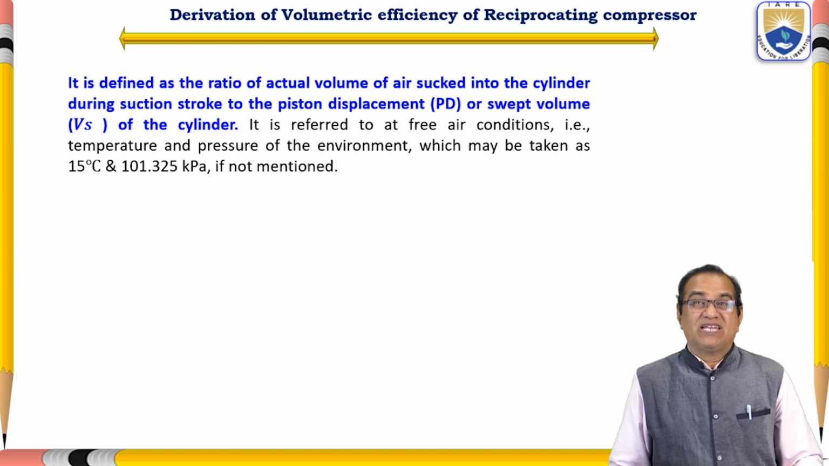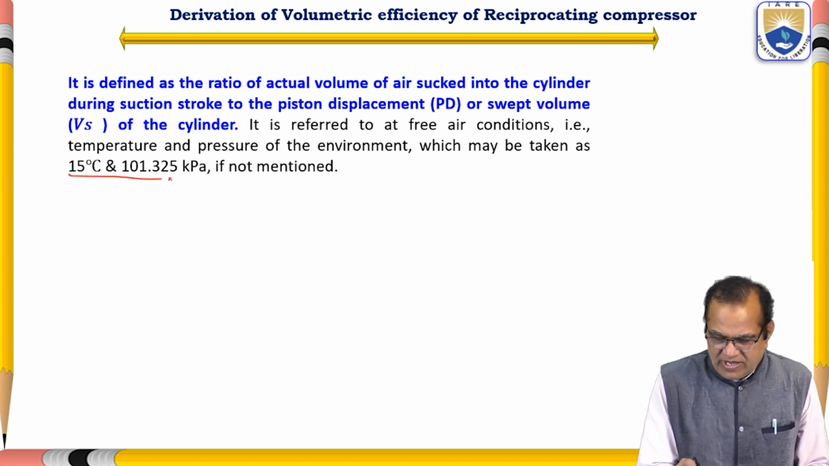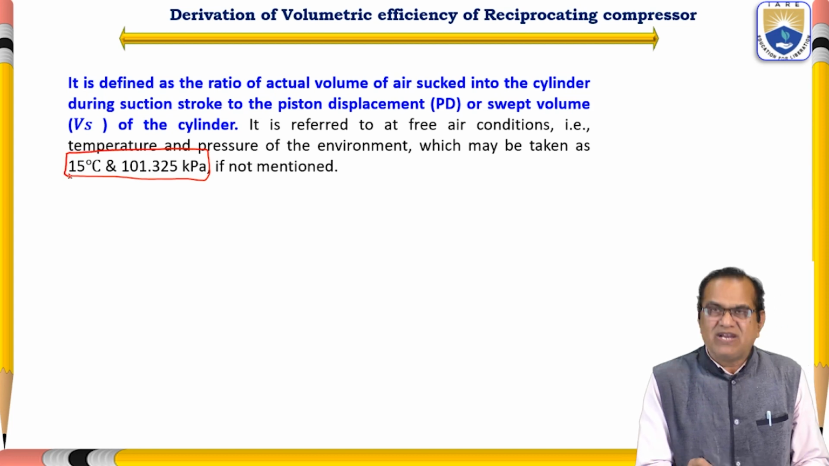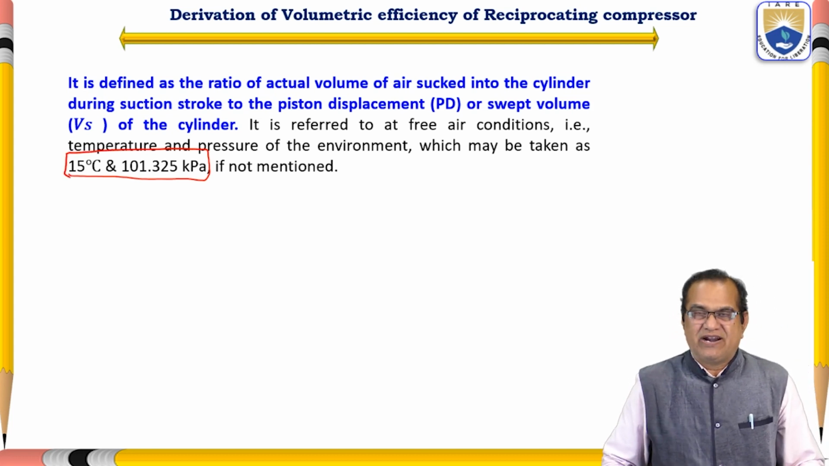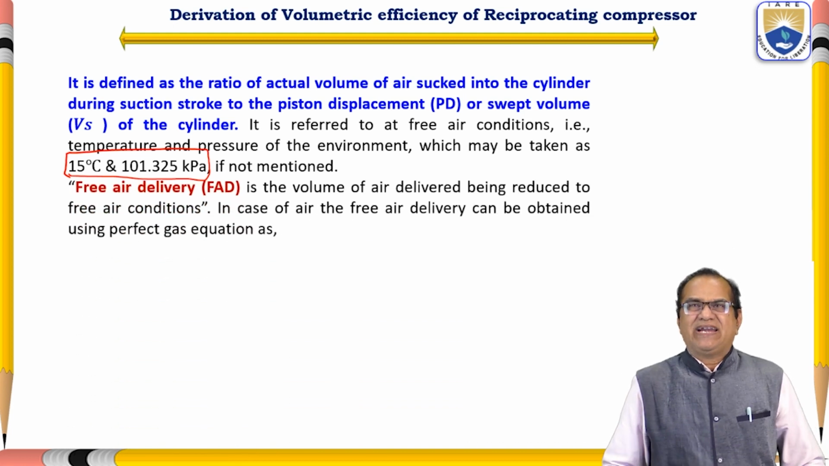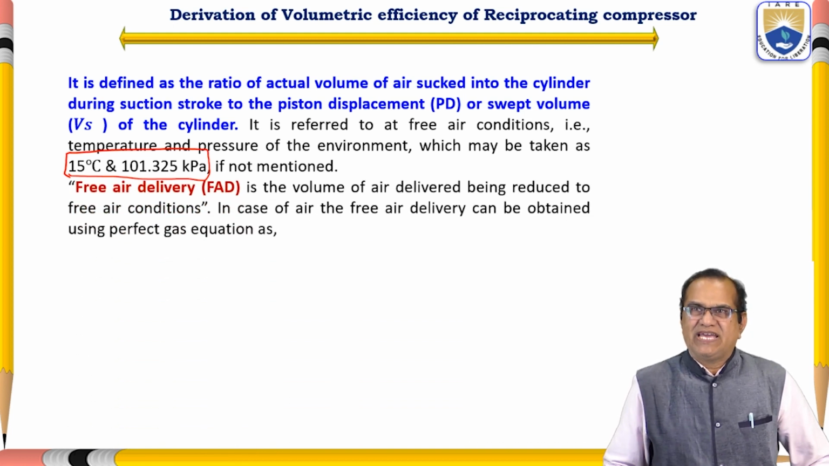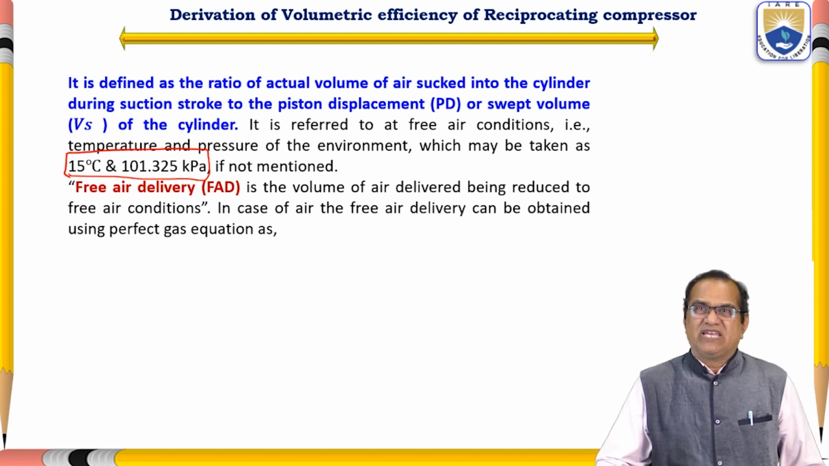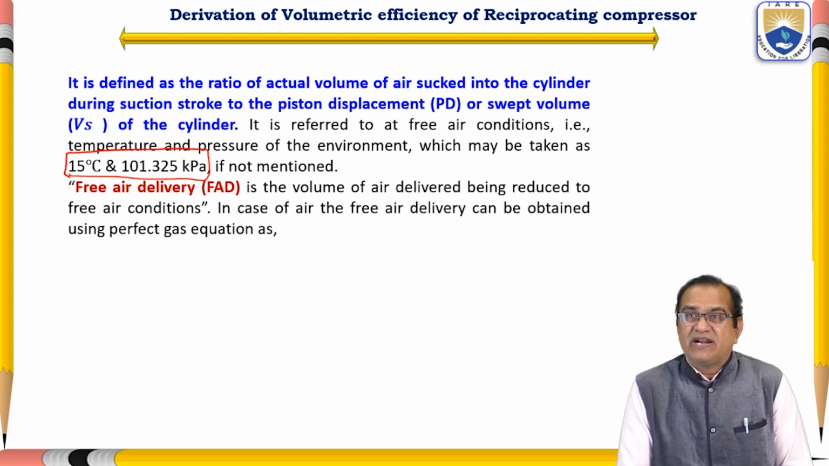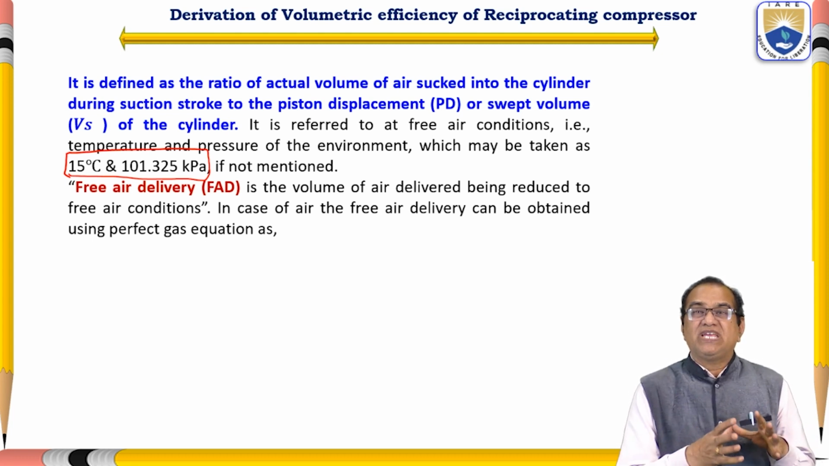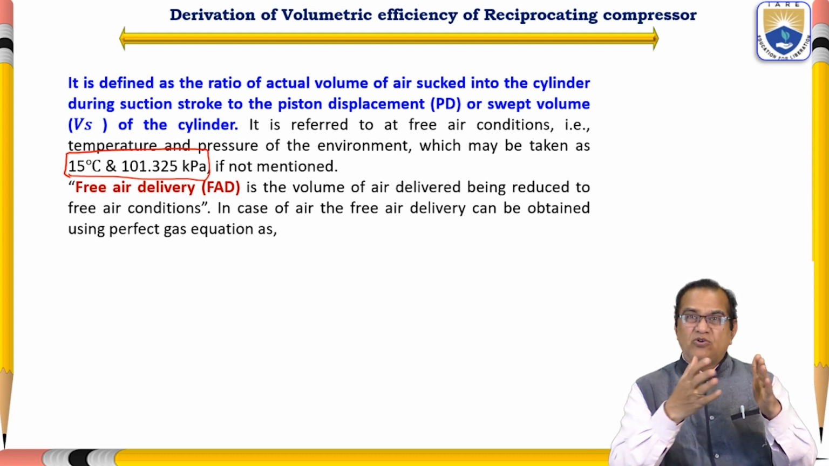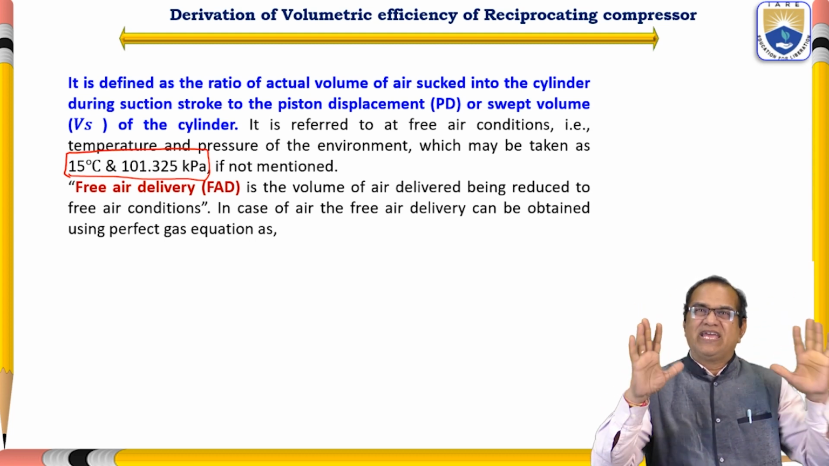101.325 kilopascal if not mentioned. This value you have to remember. If in your problem these values are not given, you have to put this value as a standard value. Free air delivery is the volume of the air delivered being reduced to free air conditions. In case of air, the free air delivery can be obtained using the perfect gas equation. So free air delivery, FAD, is the volume of air delivered being reduced to a free air condition. So how much air you are delivering and it is reaching the free air condition.